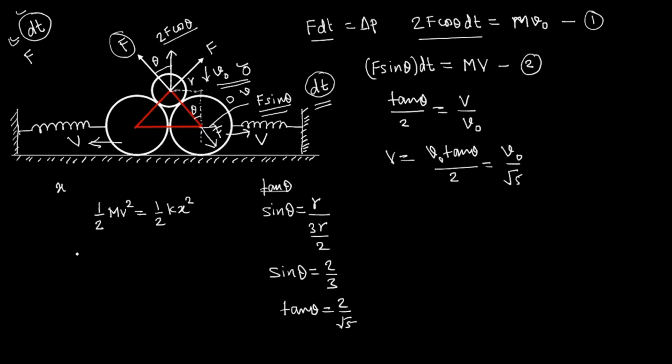So you put over here, half m times V square, which means v0 square upon 5, is equal to half kx square. You have been given in the question the values of m, v0 and k. So putting the values, very easily you will get x equal to 8 centimeter as your answer.